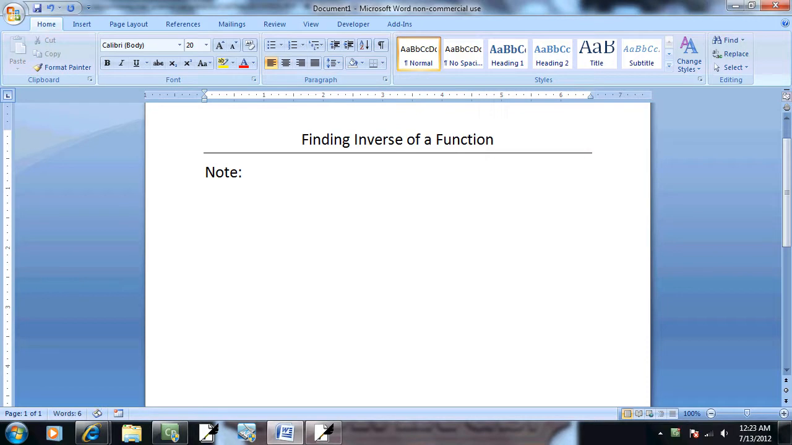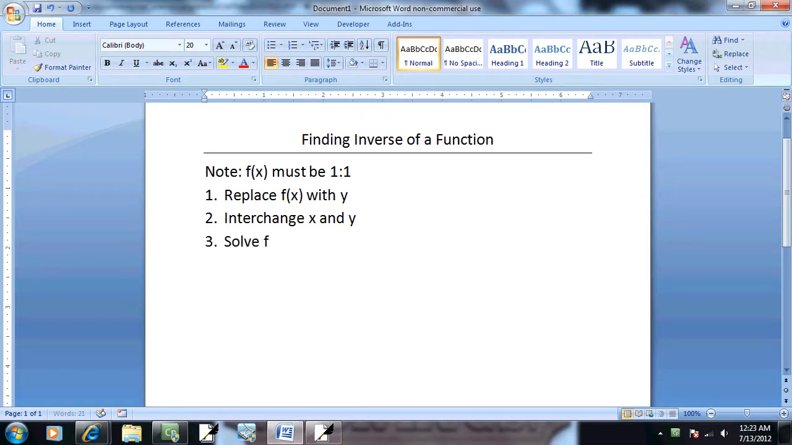We have a note. The f of x must be 1 to 1. If it's not 1 to 1, we don't have an inverse. Step 1, replace f of x with y. Step 2, interchange x and y. Step 3, solve for y. Step 4, replace y with our inverse notation.